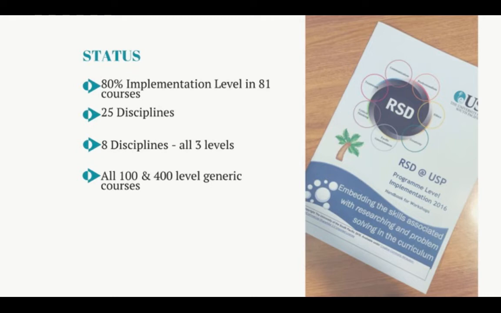Now, some are at 80% because there are blended or online modes only, and there might be some courses which are only face-to-face which are RSD embedded. These 81 courses span 25 disciplines, and 8 of these disciplines have an RSD embedded course in each of the different levels, which means they've almost achieved program level implementation. We just have to make sure that the implementation is progressive. The numbers seem big, but they only account for 7% of the total courses offered by the university. So there is still a long way to go.